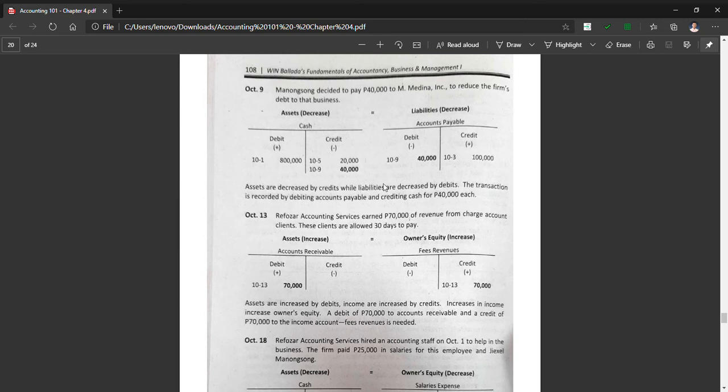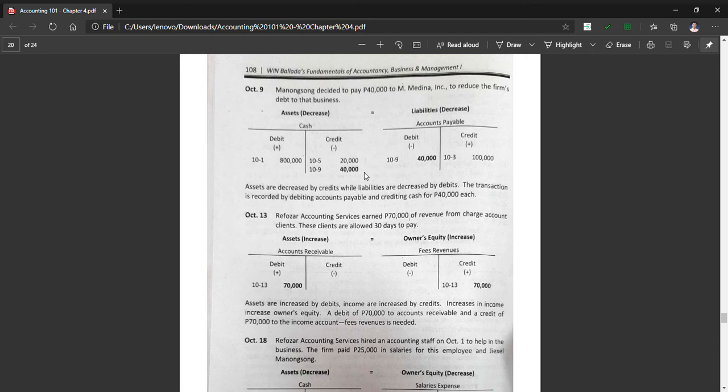Tapos, kung mapapansin nyo ulit, unlike sa previous illustration natin, by using a T account, makikita natin yung mga previous transactions, right? So, under cash, makikita natin na on October 1, nag-increase siya ng 800,000. While on October 5, nag-decrease siya ng 20,000. And on October 9, nag-decrease ulit siya ng 40,000. So, this is an advantage of a T account. Makikita natin yung mga transactions previously for every account.